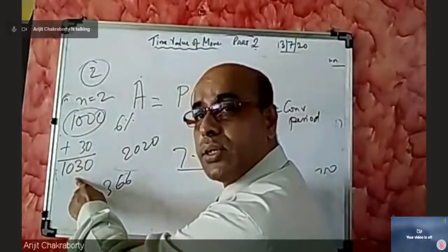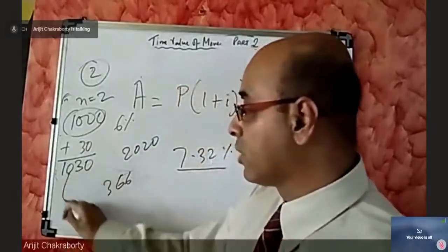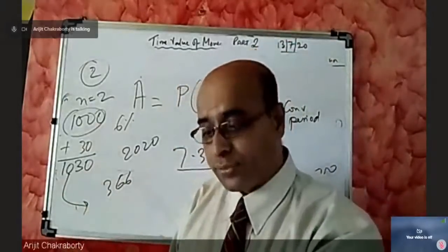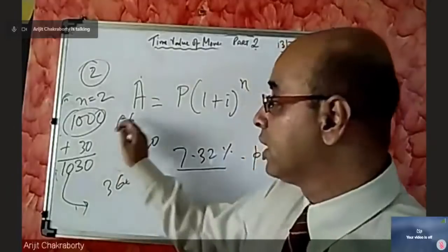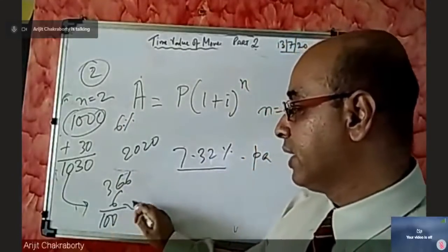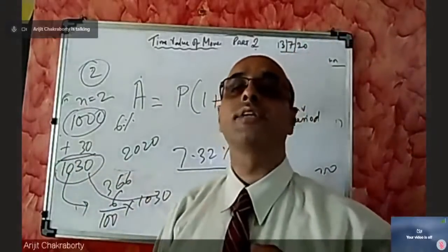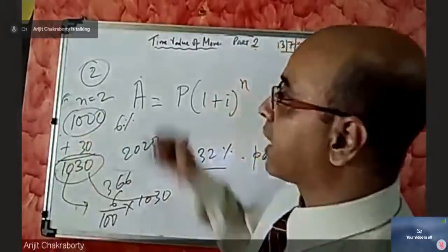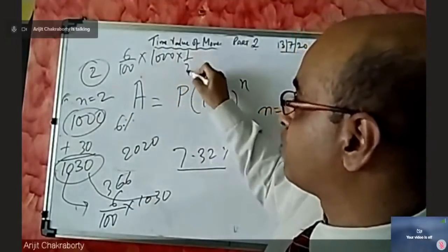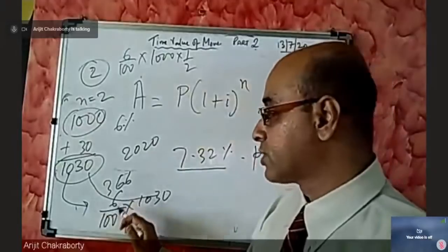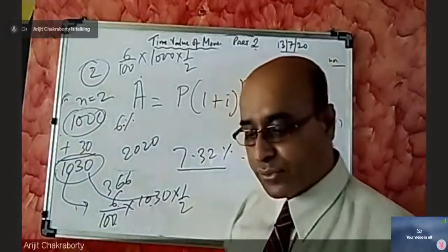On this 1030, for the remaining 6 months of the year, I will earn compound interest. So the calculation for the next 6 months, that is what Nitya Anandan from Chennai has asked. The interest will be 6% of 100 into 1030. So this 1030 will come here, so you get more interest. In the first 6 months, the calculation was 6 by 100 into 1000 into half. For the next 6 months, the calculation is 6 by 100 into 1030 into half. So you get more. That was Nitya's question.